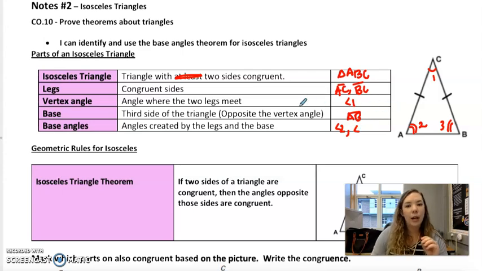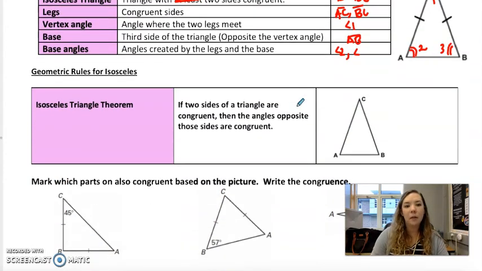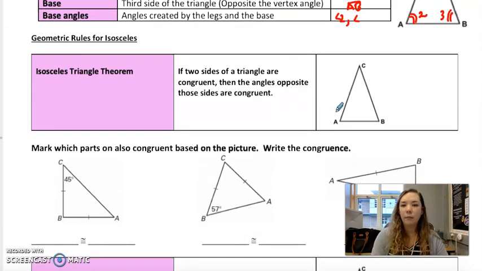So our isosceles triangle theorem, and we're talking about theorems and converses today, but really they go hand in hand. Converses are just the opposites of the theorems. But this is saying if two sides of a triangle are congruent, so like let's say these two are congruent, then the angles opposite those sides are congruent. So then we would say A and B are congruent. Angle A is congruent to angle B. So that's the forwards direction.